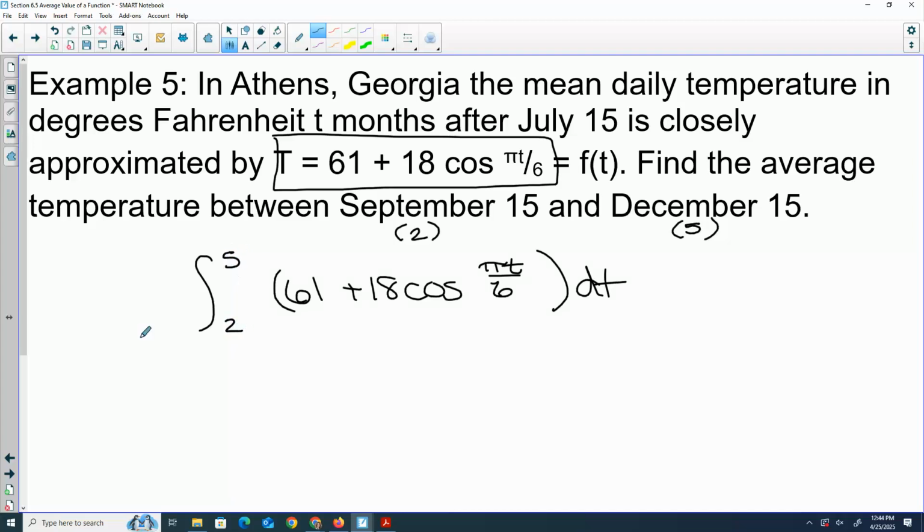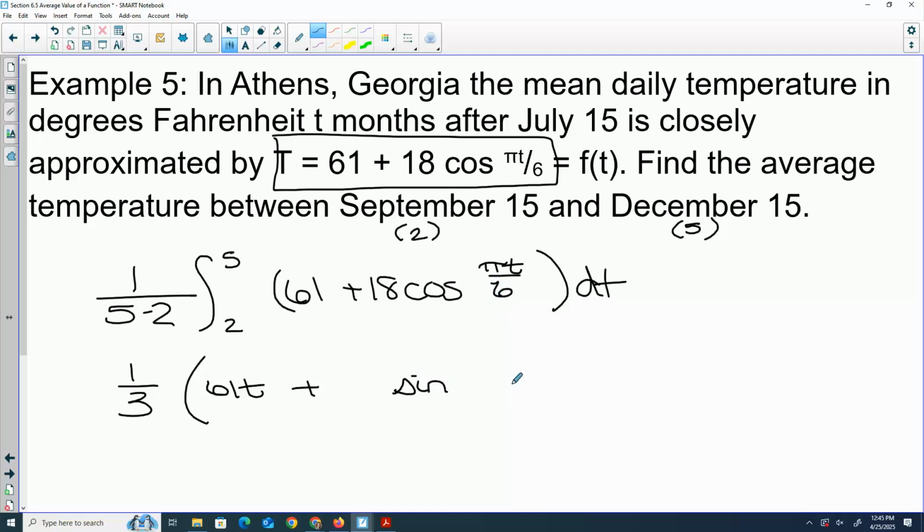So we're going to integrate from 2 to 5, and since it's average value, we multiply by 1 over 5 minus 2, or 1/3. Okay, the antiderivative of 18 cosine of pi t over 6. Let's talk about this one. What is the antiderivative of cosine?